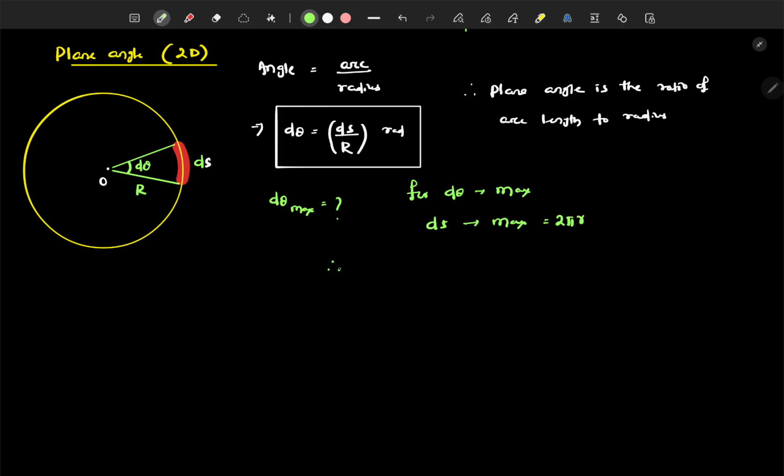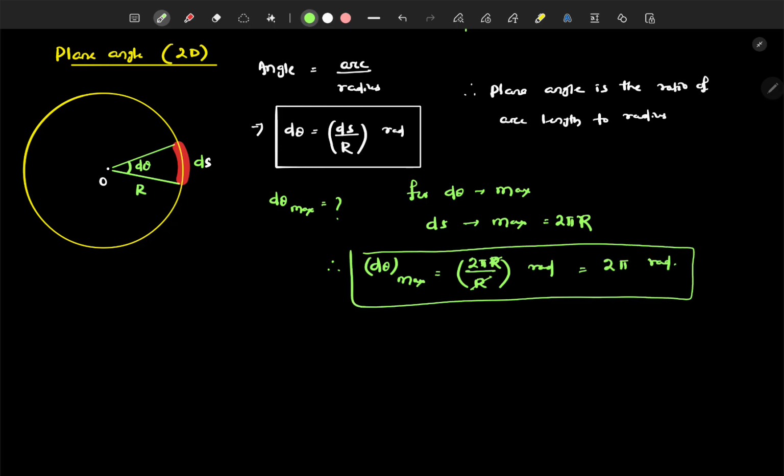Yes, so from the formula, d theta maximum is equal to 2 pi r divided by capital R. Here the radius is capital R. So 2 pi capital R by capital R radian. After solving we can say 2 pi radian. So the maximum value of plane angle is 2 pi radian.